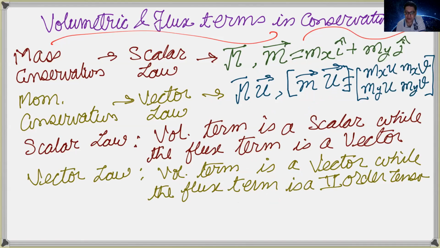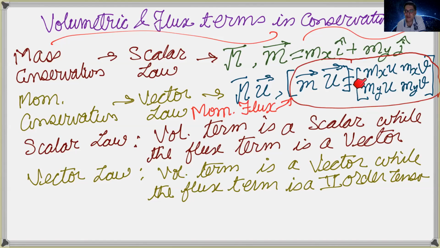This is shown more clearly through this expression, the two directions which are involved. In 2D, this M has mx, my, and this U vector is involving the x component denoted here as U, and this is the y component. This is the horizontal velocity, this is the vertical velocity. And this is the momentum flux. Note that there is no dot or cross product between this M and U. This is called momentum flux.